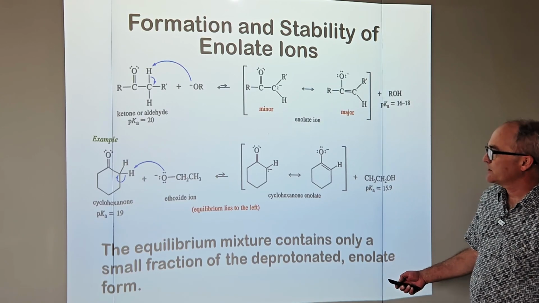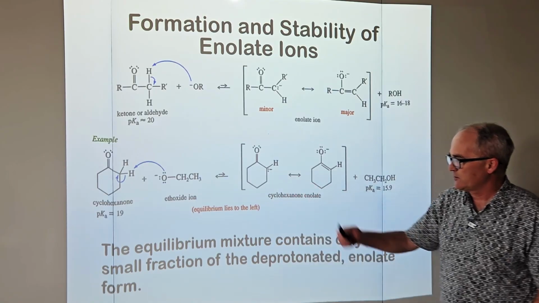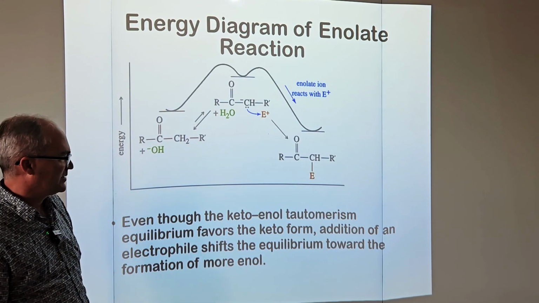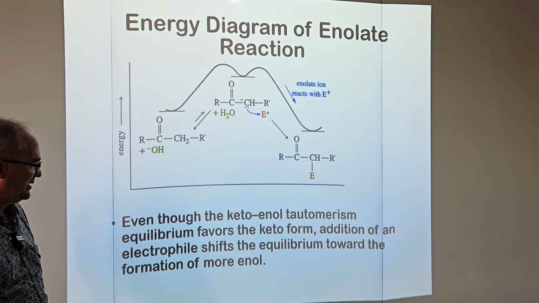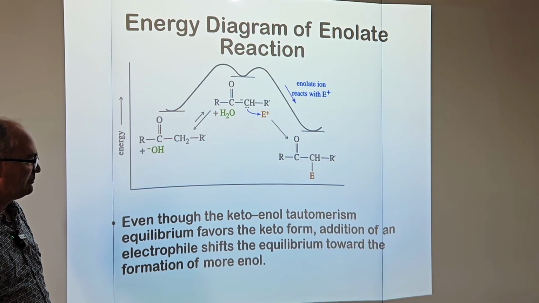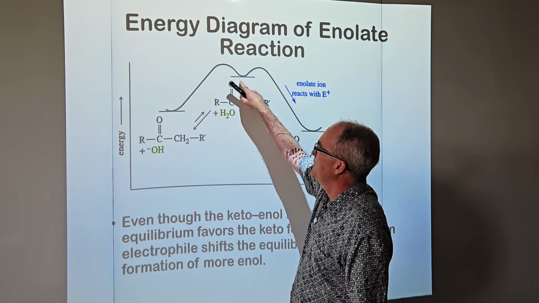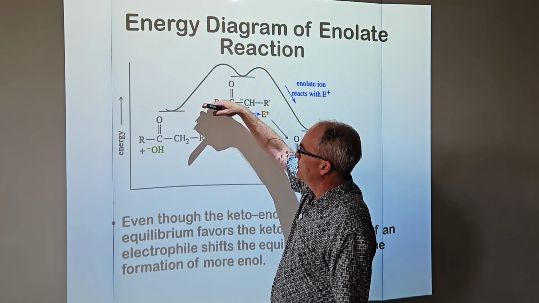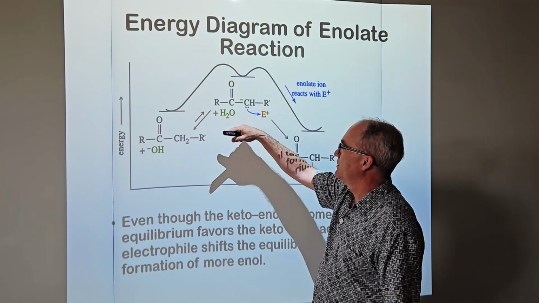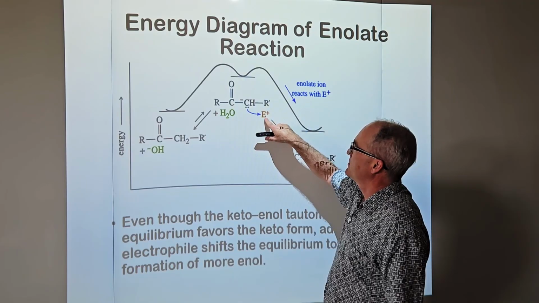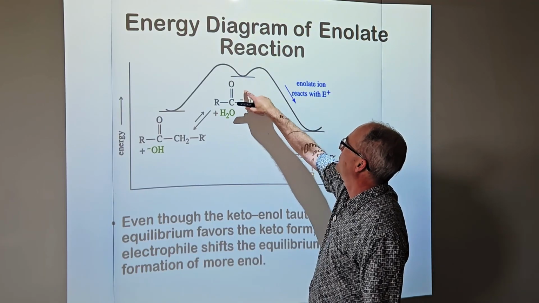Why do we need a stronger base? Because we want to use this to do chemistry. Even though the keto-enol tautomerism equilibrium favors the keto form, addition of an electrophile shifts the equilibrium towards the formation of more enol. So these things being in equilibrium, in our energy diagram, we could come up with a delta G and turn it into an equilibrium constant. But if there's some electrophile around, it reacts.